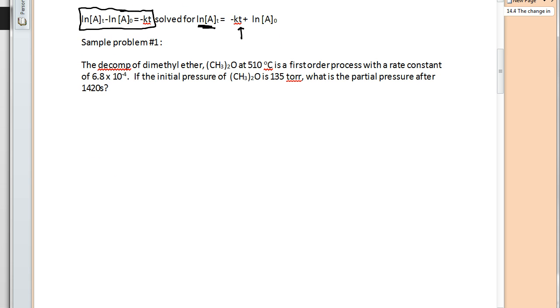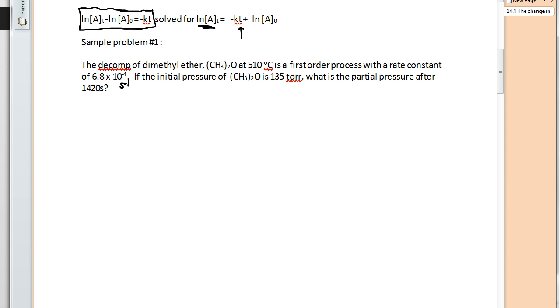We have the decomposition of dimethyl ether, CH3OCH3, at 510 degrees Celsius. It's a first order process, so we can use this first order integrated rate law. There is a different integrated rate law for second order. We'll talk about that one another day. They give us the rate law constant as 6.8 times 10 to the negative fourth, and I did leave the unit off there. It should be seconds to the negative first. The initial pressure is 135 torr. What is the partial pressure after 1420 seconds?